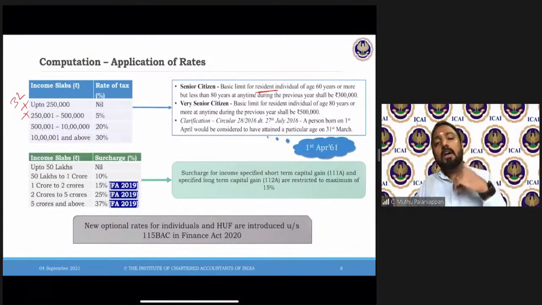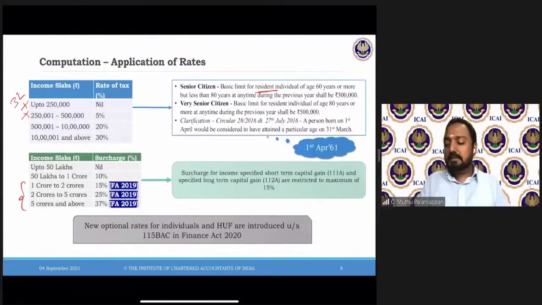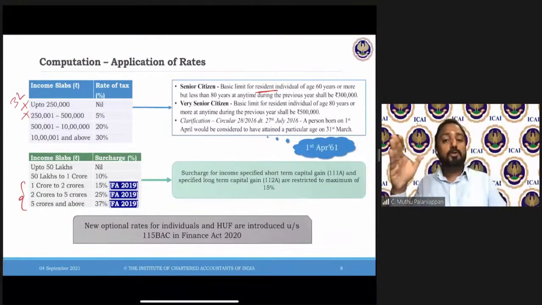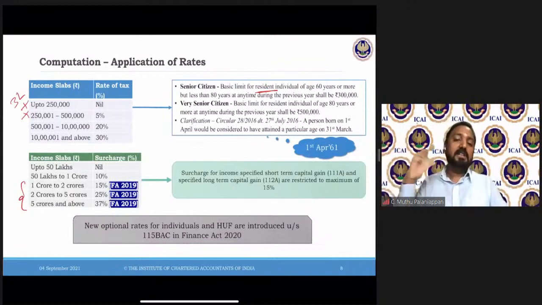Now, for an individual with income above 50 lakhs, there is a surcharge involved. These limits, that is 1 crore, 2 crore, and 5 crore, were brought in only by the Finance Act 2019. So for a person between 50 lakhs and 1 crore, it is 10%. Above 1 crore, it is 15%. Up to 2 crore, and 2 to 5 crore, it is 25%, and then it is 37%.